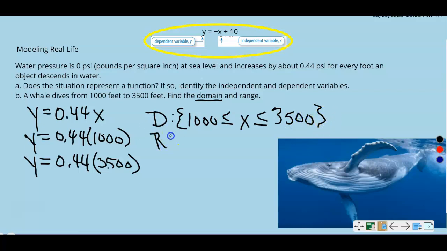All right, so what is our range? Our range comes from our y values, so we have to simplify this. Just take a calculator and we're going to do 0.44 times 1,000, and that gives you 440. And then we're going to do 0.44 times 3,500, and that gives you 1,540.